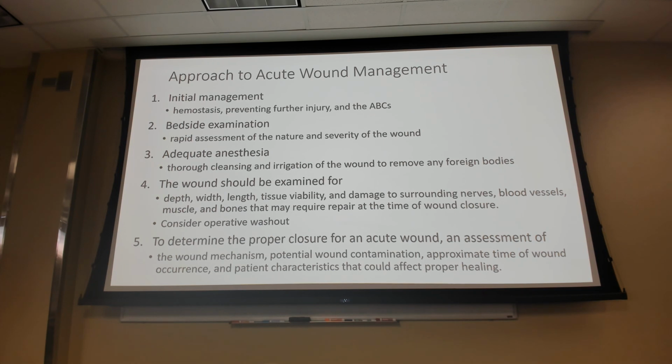All right, so here's our basic approach. Initially, we want to make sure we have hemostasis of the wound. We do our primary survey, our ABCs, and then we like to do a bedside exam. We explore the wound for severity, just to see the depth of it. How deep is it? Do we have muscle involvement? We also want to look at the location and how much tension is going to be on that wound, which is another reason we may or may not close it.